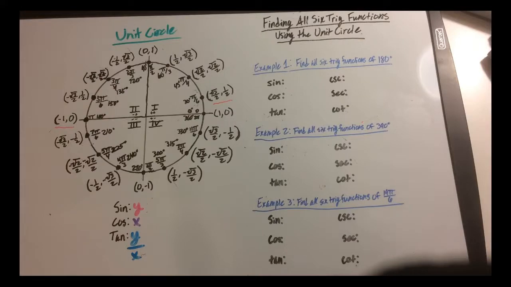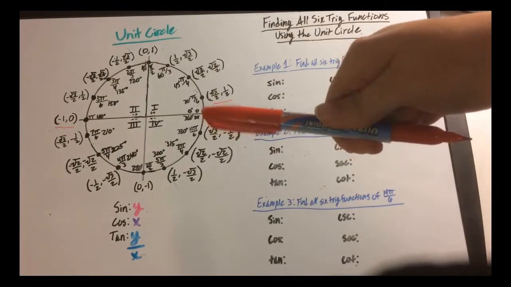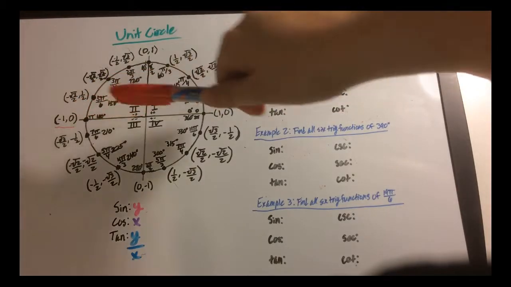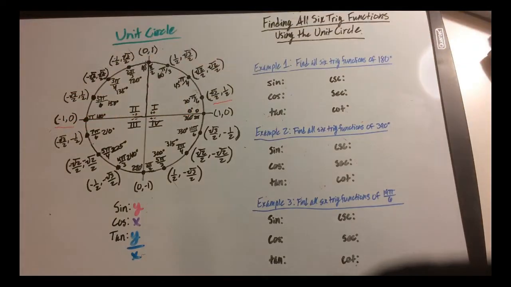So today I'm going to be showing you how to find all 6 trig functions using the unit circle. So let's dive right into it. Example 1 says to find all 6 trig functions of 180 degrees, which is located right here, and using this coordinate point, we'll be able to solve for sine, cosine, tangent, cosecant, secant, and cotangent.